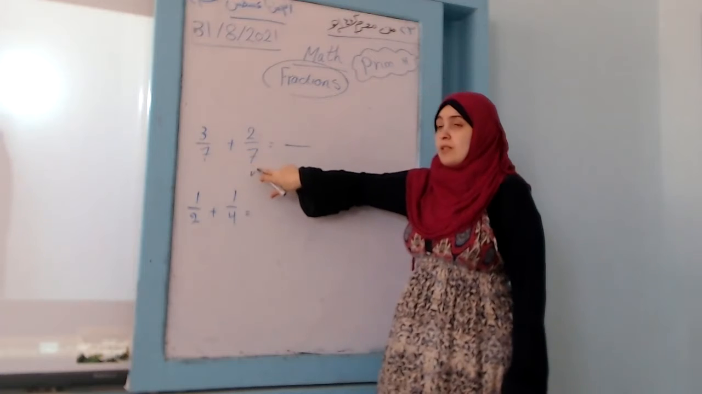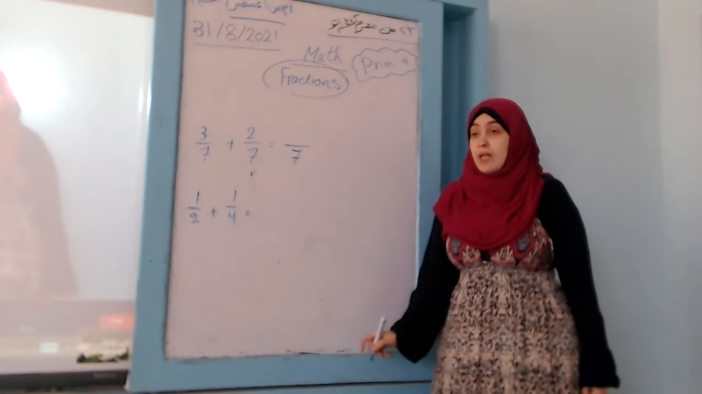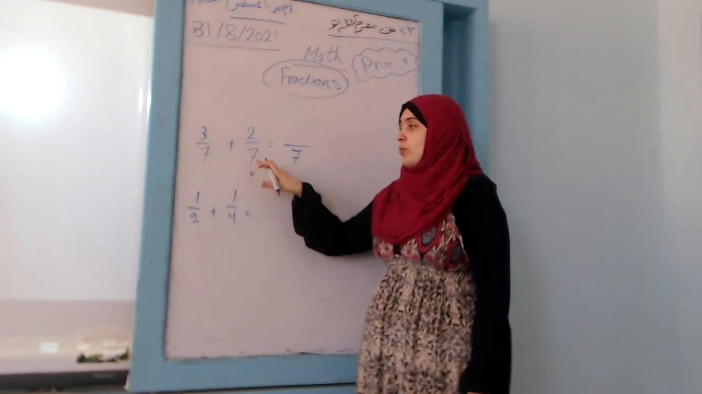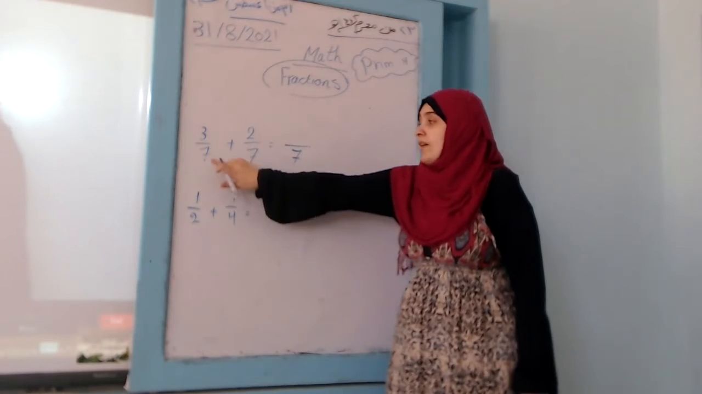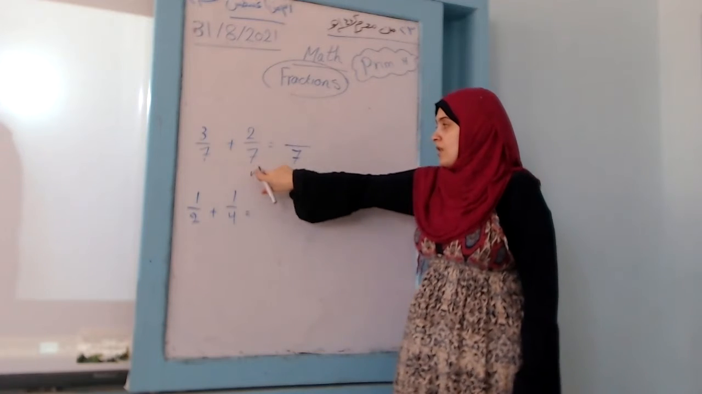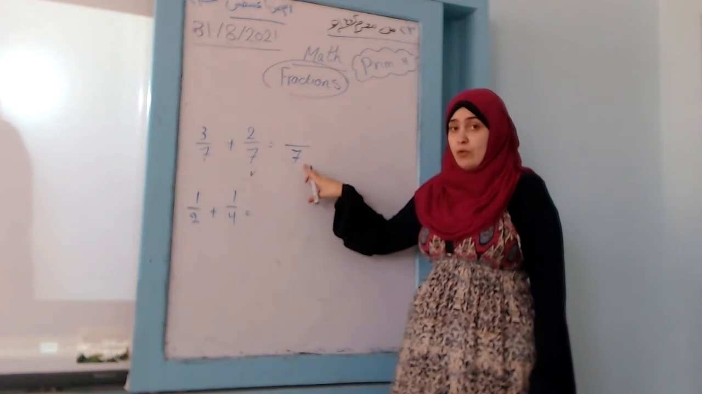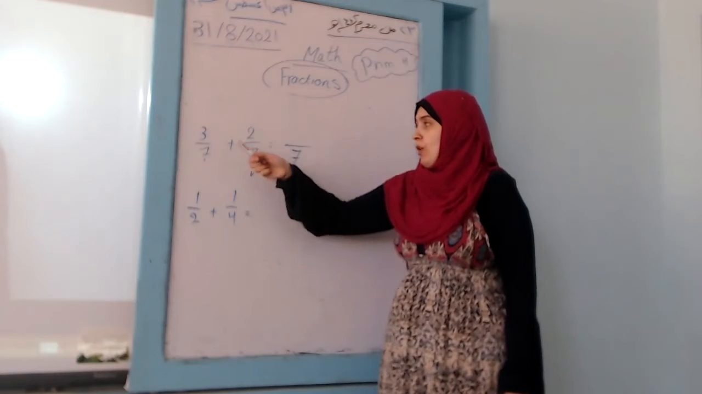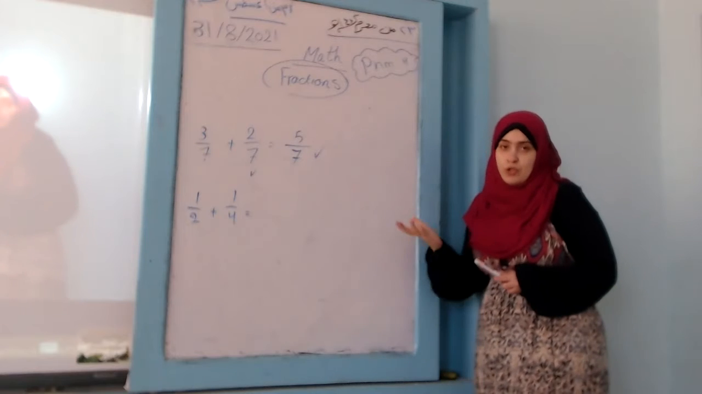7 here and 7 here, so I will keep 7. I don't add my denominators. I want to have the same denominator because I don't plus it. I have the denominators 7 and 7, so the new denominator is 7. I will add the numerators only. 3 plus 2 equals 5.